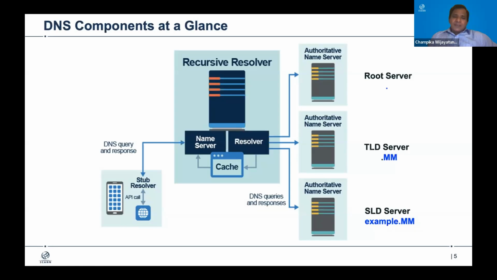So the application will send a query, or what we call an API call, to the stub resolver, asking for the IP address of the www.example.com web server, because you want to get to that web server to download the web page, right? Now, the IP address is very important in terms of data communication. You don't need DNS to send data from one host to another host.